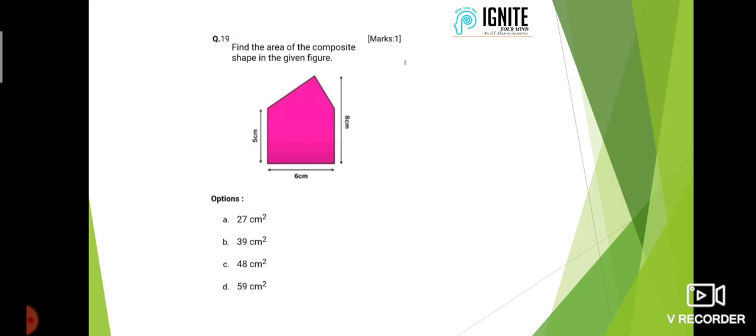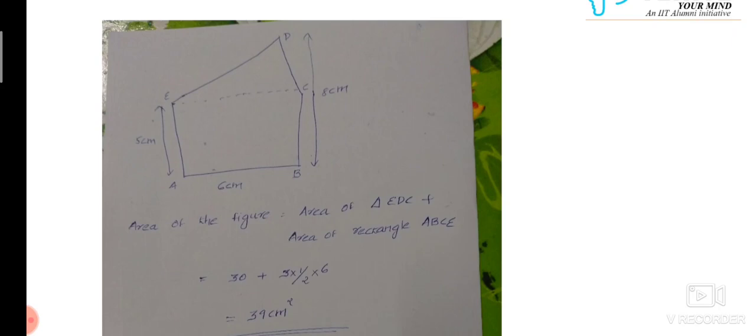So I hope that question was clear. Now, moving on to the other question. Find the area of the composite shape in the given figure. You're given a figure, and some markings are given. It's evident from the figure that the area of the whole figure is nothing but the area of the triangle plus the area of the rectangle, right? For the easiness, I have named all the points. So the area of the figure is the area of triangle EDC plus the area of rectangle ABCD.